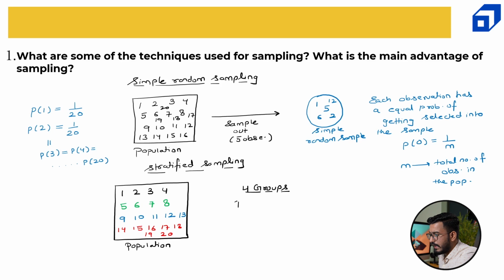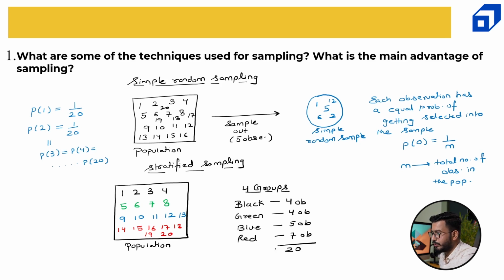One group is the black group, which has 4 observations. Here OB means observations. Then we have a green group with again 4 observations. Then we have a blue group with 5 observations. At last we have a red group with 7 observations. So the total number is 20. The total number of data points in the population is 20.